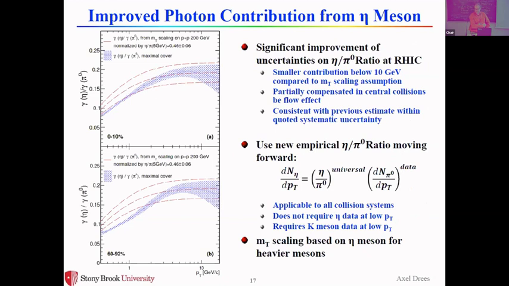Actually, the effect that we used mT scaling kind of compensated for the flow effect, which is something we kind of knew back then when we had started this. But in peripheral collisions, we underestimated a little bit.